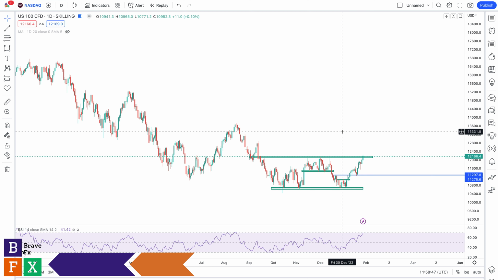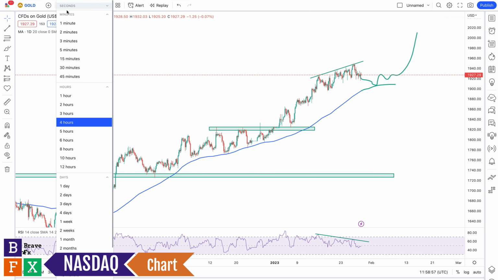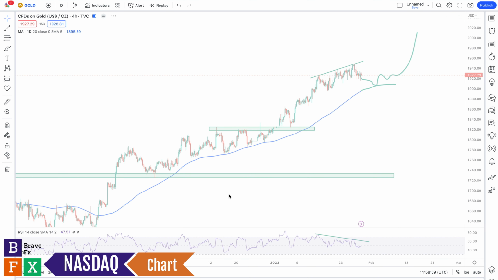So this is the Nasdaq chart on the daily time frame. As you can see below here, we have a triple bottom. So this is similar to what we have on gold. So I'm going to go to the gold charts on the 1 day time frame, just to show you what I'm talking about.